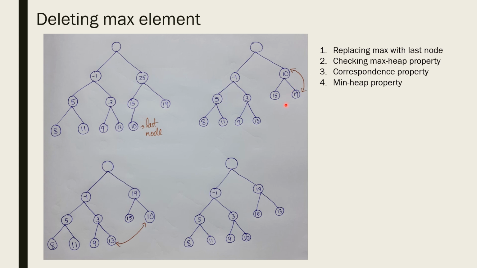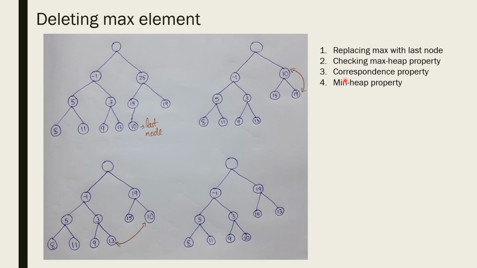Now this is a very small heap. If more elements were down here, we would have to check when 10 comes here, compare it with the other elements also, and continuously do this till the whole max heap is in order. Okay, so now our max heap contains only this many elements, so that is done.